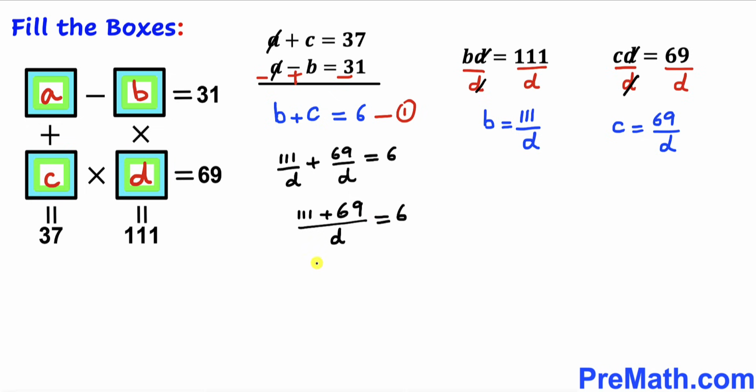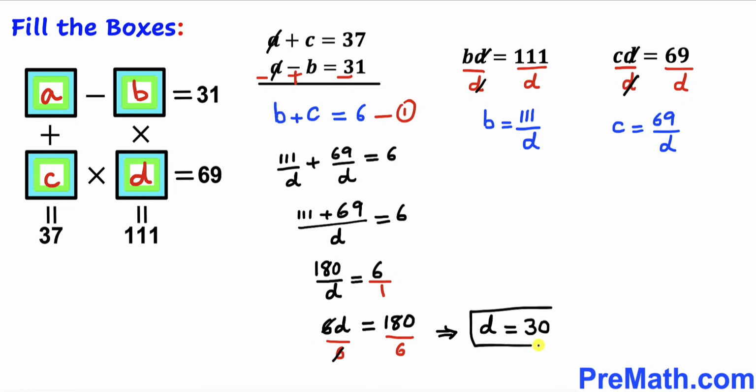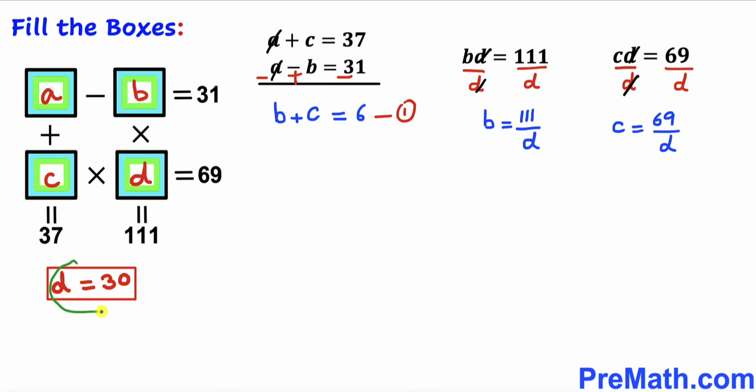So we end up with 180 divided by d equal to 6. Now I'm going to tweak the right hand side by just putting 1 underneath. And now we are going to cross multiply. So we end up with 6 times d equals 180. Now I'm going to divide both sides by 6 to isolate d. This 6 and 6 are gone. So our lowercase d value simply turns out to be 30.